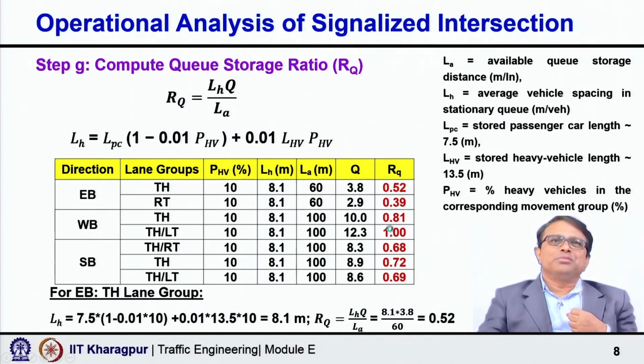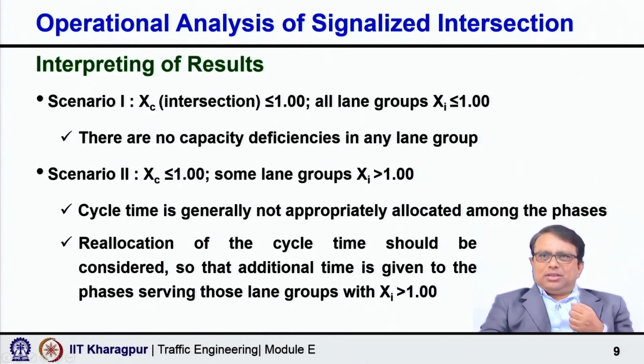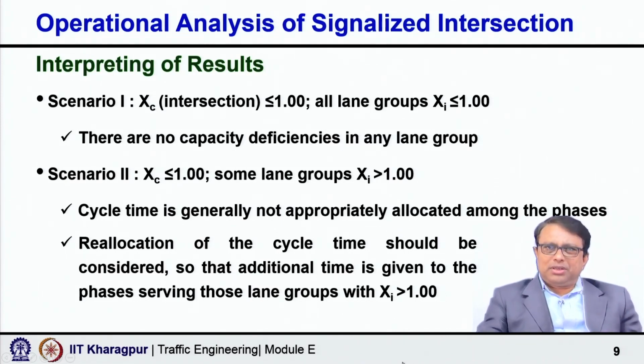Now, a quick interpretation of the results, how we can interpret the results. Let us consider a scenario where the overall intersection volume to capacity ratio is less than 1, and for all lane groups, Xi, where i indicates a lane group, individually it is also less than 1.